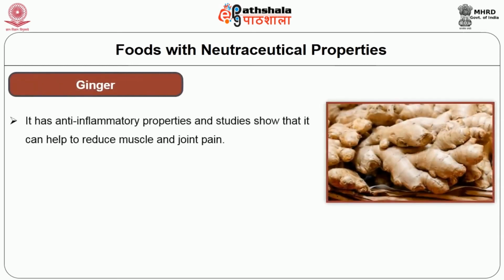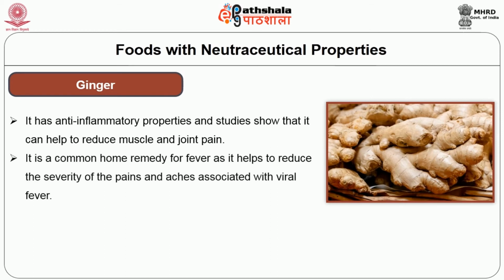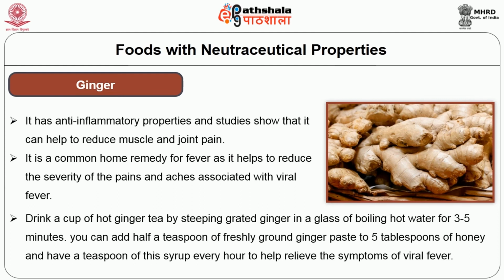Ginger has an anti-inflammatory property, and studies show that it can help to reduce muscle and joint pain. Ginger is a common home remedy for fever as it helps to reduce the severity of the pain and aches associated with viral infections. Drinking a cup of hot ginger tea by steeping grated ginger in a glass of boiling water for 3 to 5 minutes is a best cure.